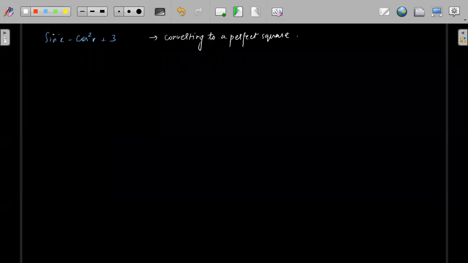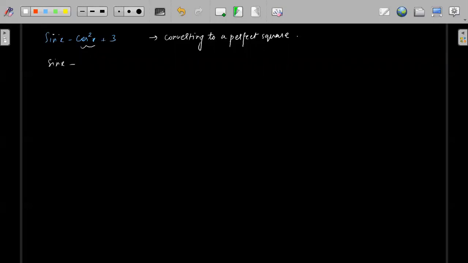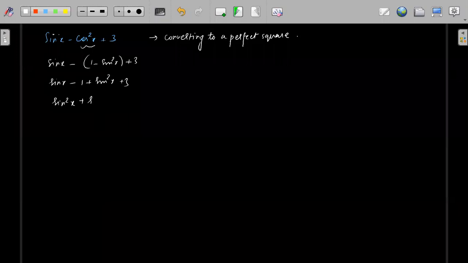Okay, so we have to convert it to a perfect square. This is sine of x minus cos square x; I can convert cos square x to 1 minus sine square x, plus 3. So this will become sine of x minus 1 plus sine square x plus 3, which becomes sine square x plus sine of x plus 2. So now this is sine square x plus sine x plus 2.